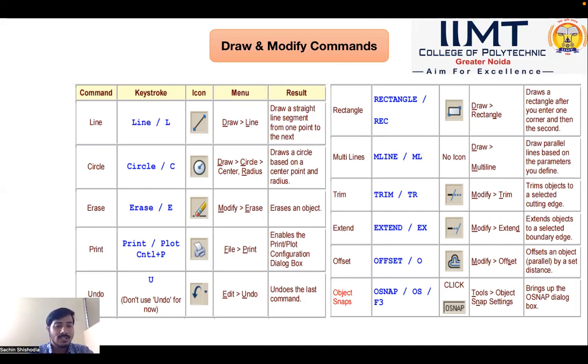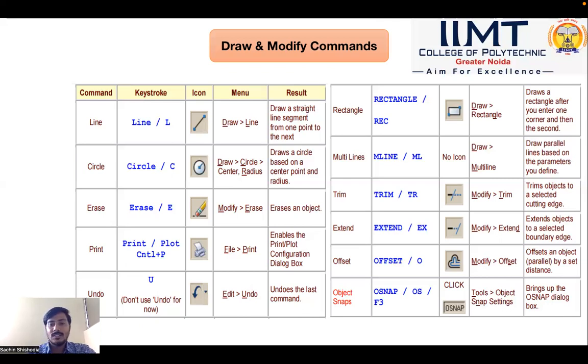Next is the erase command. The shortcut is E. We use it if we want to erase any object. Next is the print command, which opens the print and plot configuration dialog box. Another one is undo. If you want to undo the last command, we can use the undo command by using its shortcut.